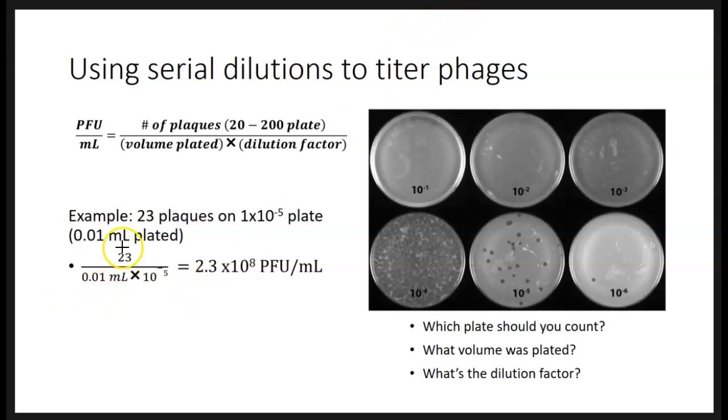So we'll plug these numbers into the equation. We have 23 plaques, 0.01 milliliters is the volume plated, and 10 to the minus 5 is the dilution factor. And the concentration of plaques in this sample is 2.3 times 10 to the 8th PFU per milliliter.